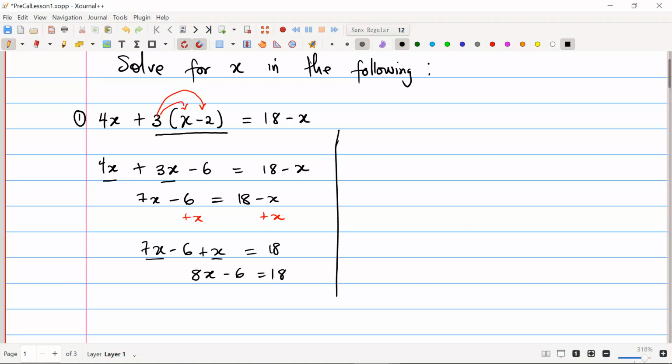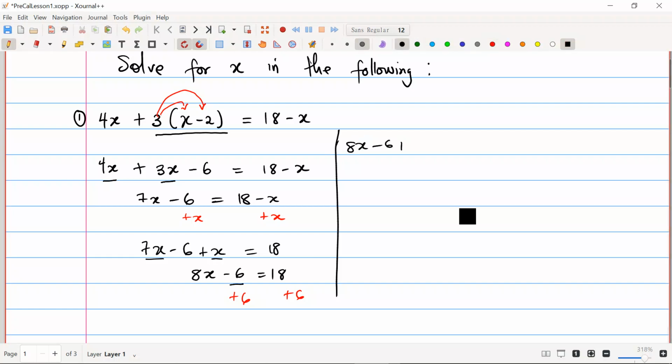Then again, I have my x's on the left side. The next thing I do is to make sure I have my number, or all my numbers, on the right side as well. So the next thing I can do, I have -6 here. What I can do is to add 6 to both sides of the equation, and that will do it for us. Okay, so I have 8x minus 6. Let me clean that and use a black.